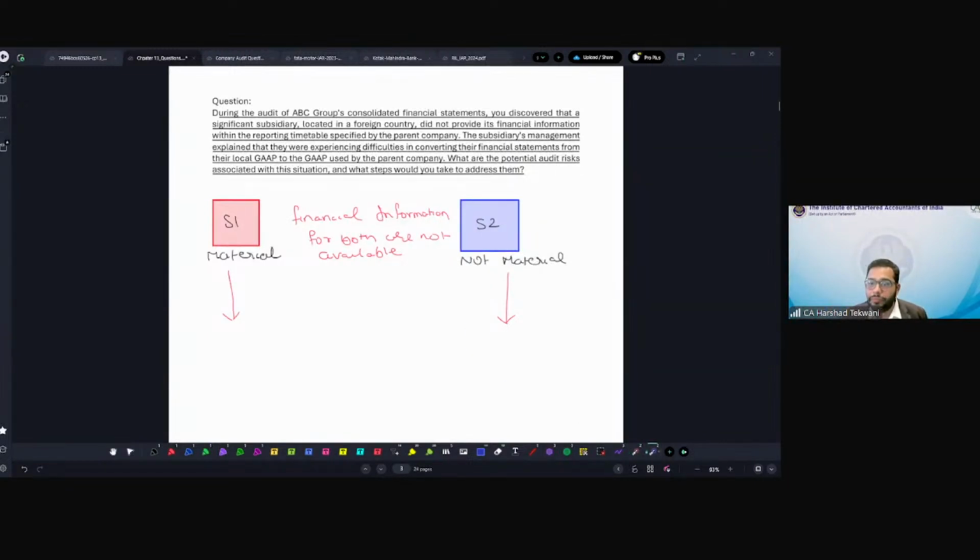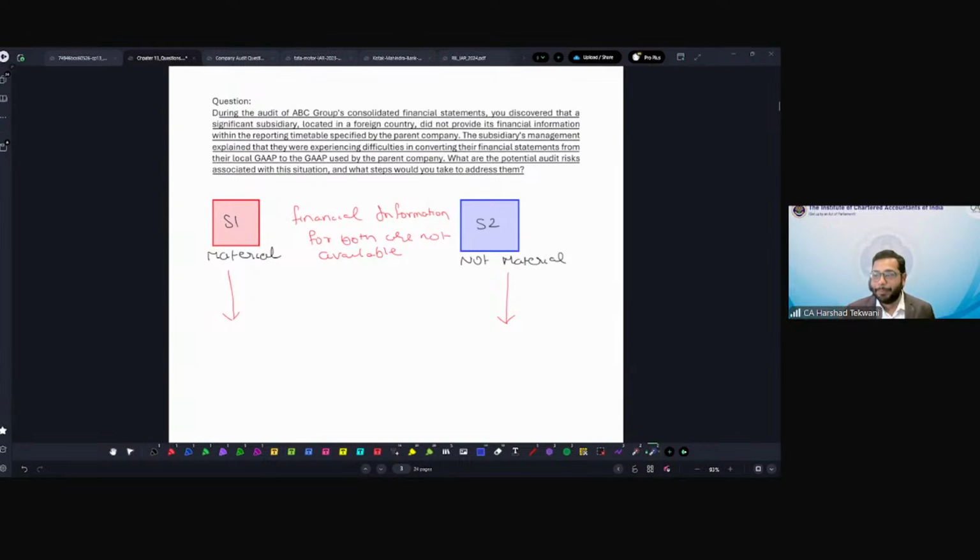Come on, guys. Financial information for both S1 and S2 is not available. Anyone? I have made it very simple. I hope you got the question now. Yes, no? Anyone? So, what will you do? Financial information is not available to you. Quickly. You guys have not revised it. That is not good actually.